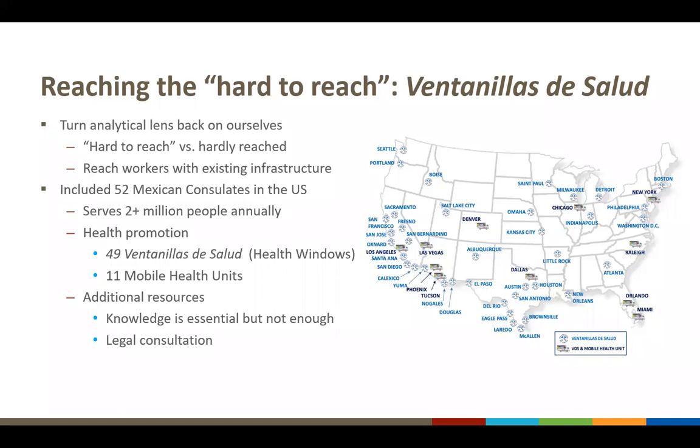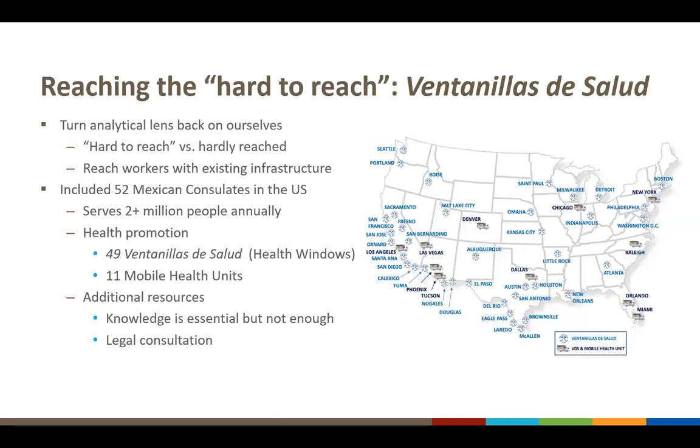And one piece of evidence of this is the Mexican Consular Network. There are 52 Mexican consulates in the United States that serve over 2 million people annually. They have a health promotion program called the Ventanillas de Salud in the waiting rooms of 49 of these consulates, and 11 mobile health units that go out within, I think, a range of 150 miles of the consular office to reach geographically isolated communities. So it doesn't seem like these workers are hard to reach for the Mexican consulate.